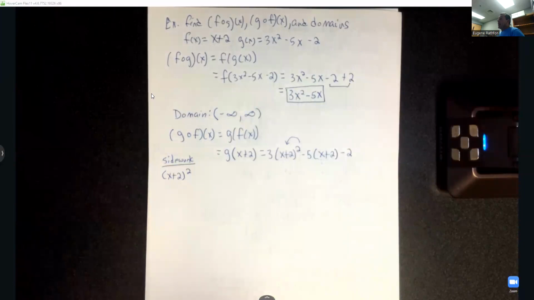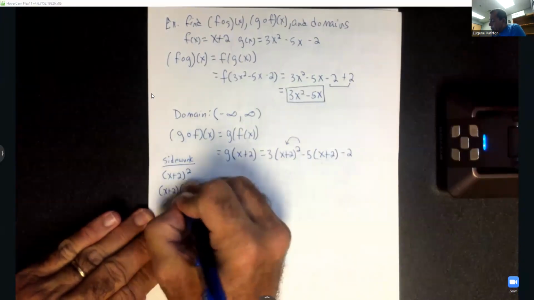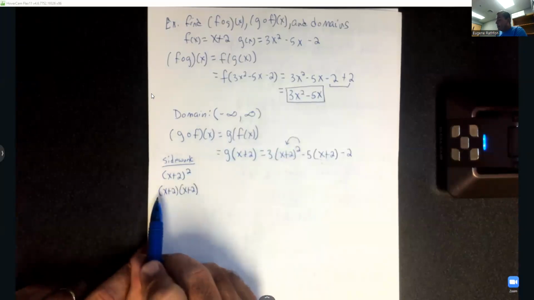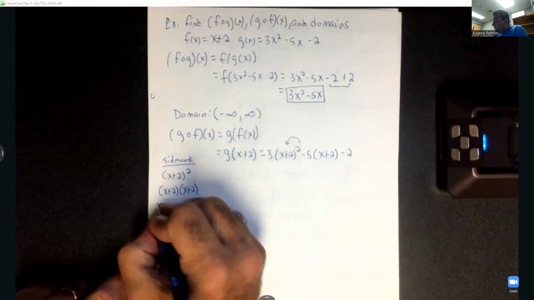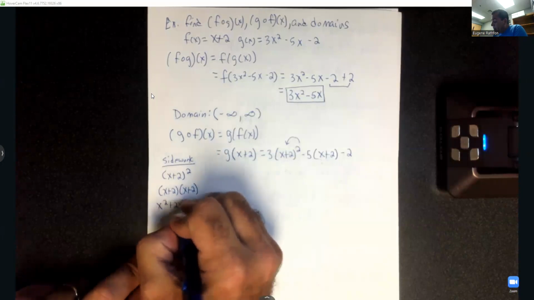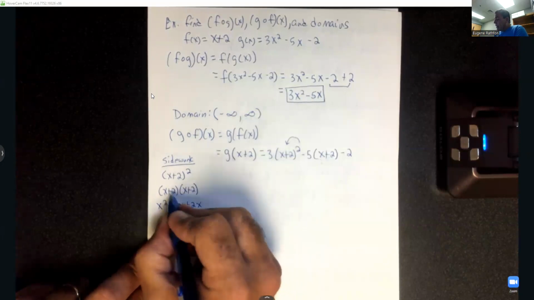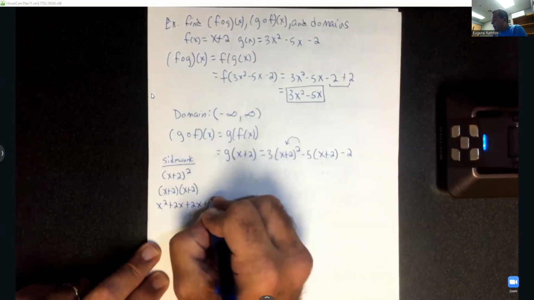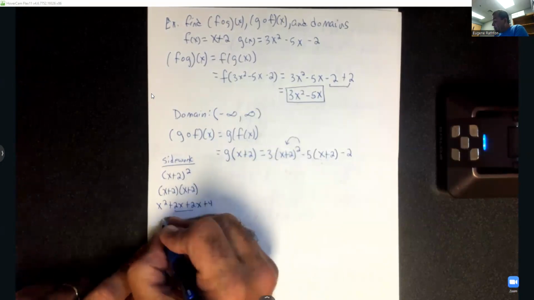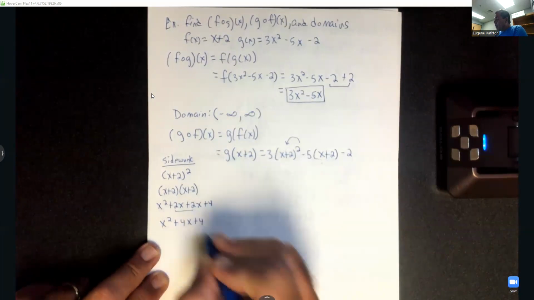Now remember, when you've got something like x plus 2 squared, you have to write it twice and FOIL that, okay? So x times x is going to give us an x squared. X times 2 is a 2x. 2 times x is a 2x. And then 2 times 2 is a positive 4. And all I'm going to do to make that smaller is add like terms. So I get an x squared plus 4x plus 4.